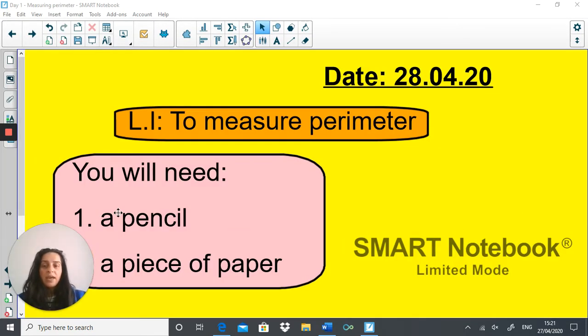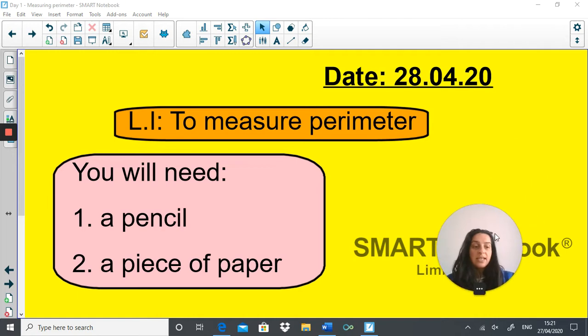So just to confirm, today's date is the 28th of April 2020 and the LI for today is to measure perimeter. Now before we start our lesson, make sure you have with you a pencil and a piece of paper because you need that so that we can work as we go through the lesson. So let's make a start.